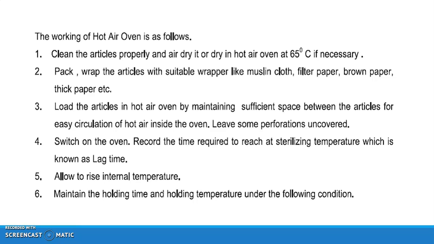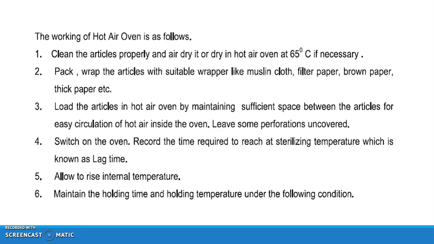Then working of the hot air oven. Clean the article properly and air dry, or dry in the hot air oven at 65 degrees Celsius if required. Then pack and wrap the article with a suitable wrap like muslin cloth, filter paper, brown paper, thick paper, etc. Load the articles in the hot air oven by maintaining sufficient space between them for easy circulation of hot air inside the oven. Leave some perforation uncovered.